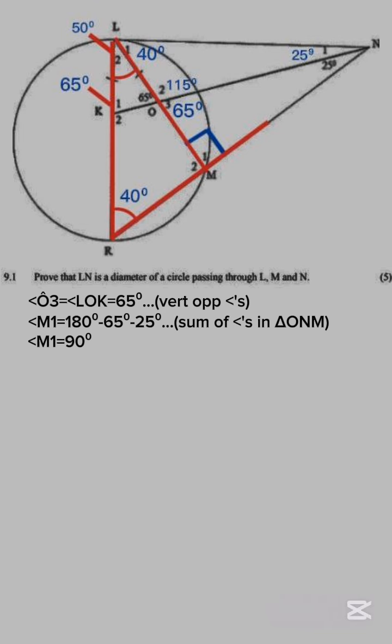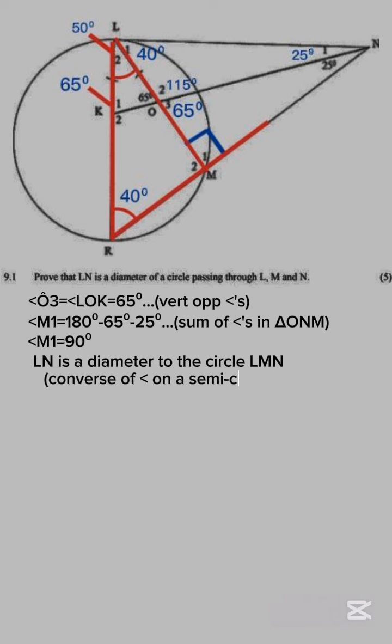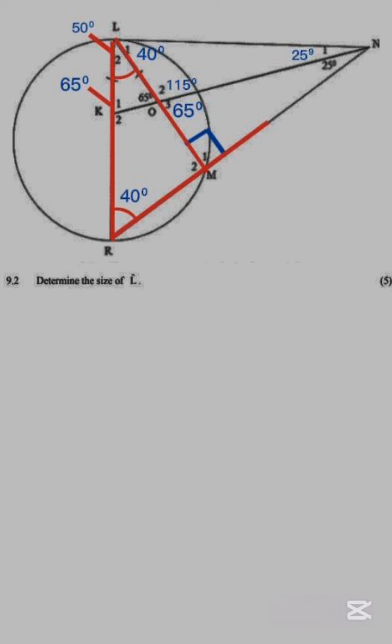So right now we can conclude that LN is the diameter to the circle LMN, reason: converse of angle on a semicircle. We can move to the next question. 9.2. Determine the size of angle L. We are done with determining the size of angle L on our diagram as 90 degrees.